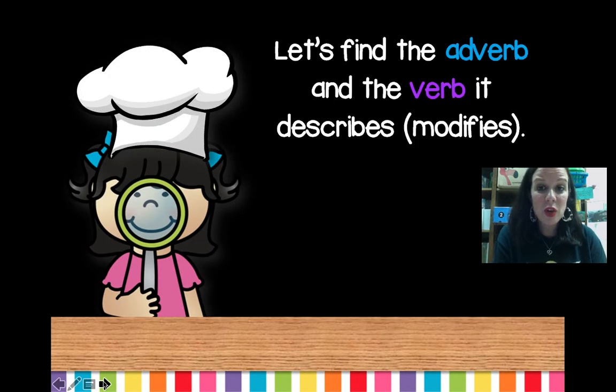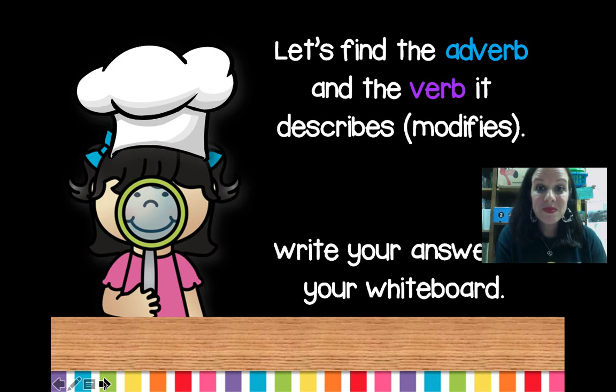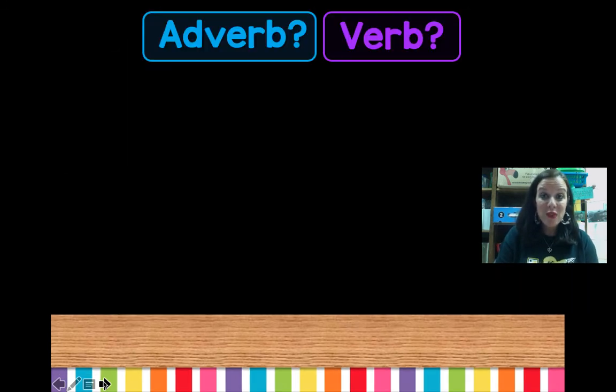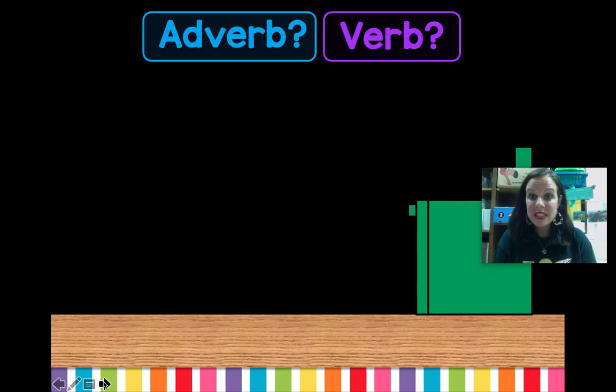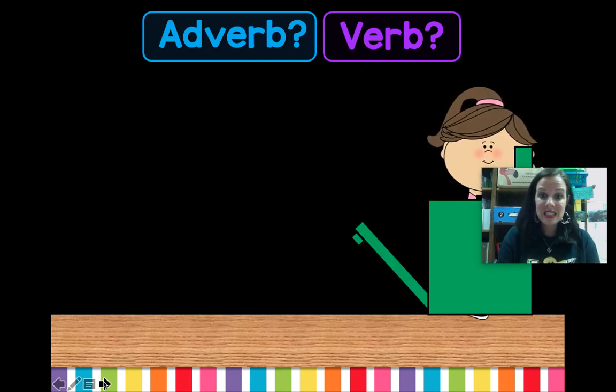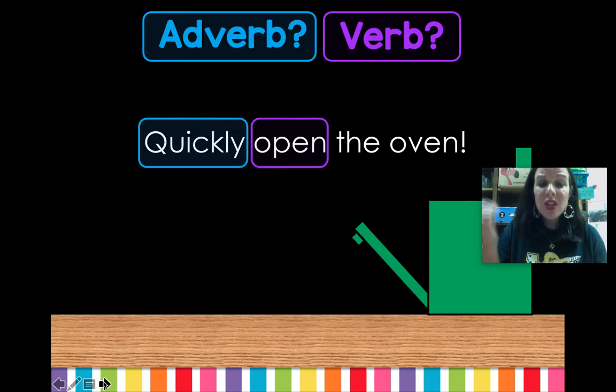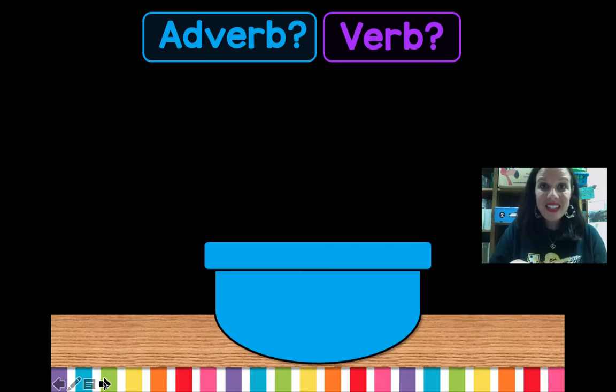Let's find the adverb and the verb that it describes or modifies. Okay, here we go. Adverb, verb. In this sentence, quickly open the oven. Well, what's the verb? What's the thing that you're doing? You're opening. But how are you opening? You're opening quickly. Quickly open the oven.